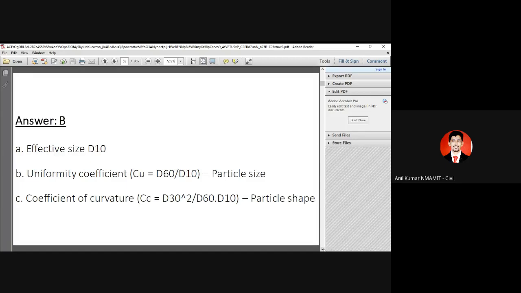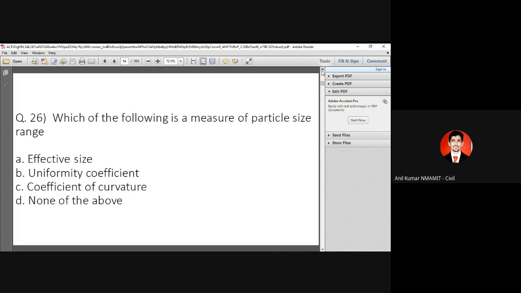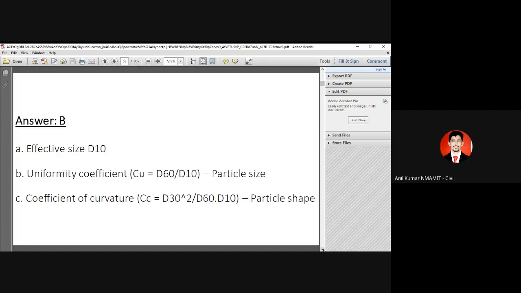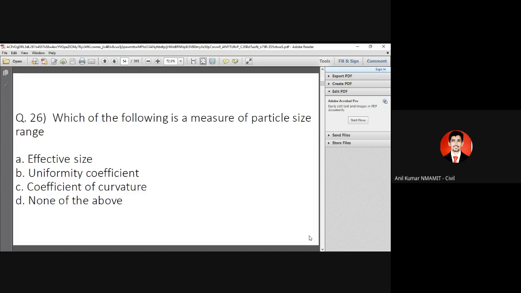Why is it B? Because effective size is D10, uniformity coefficient is D60 by D10, and then there is the coefficient of curvature. So your answer for this question is that the uniformity coefficient, Cu, measures the particle range. Effective size D10 is the size we take with respect to the coefficient of curvature and coefficient of uniformity. Therefore uniformity coefficient is usually taken as the measure of particle size range.